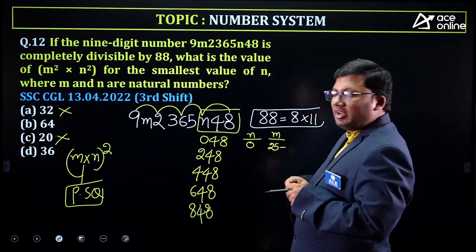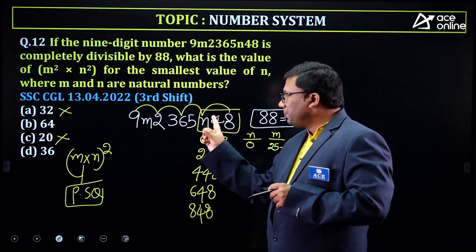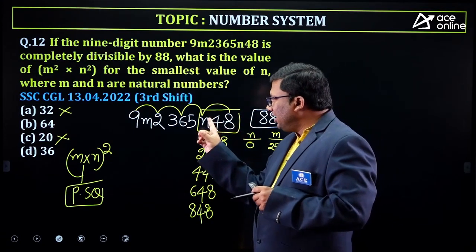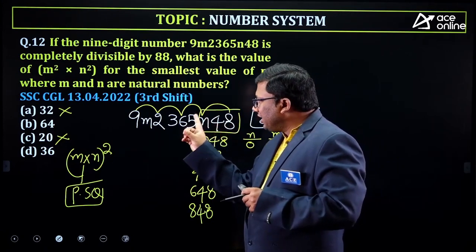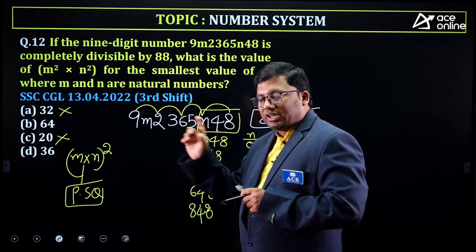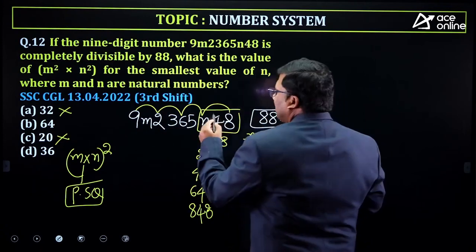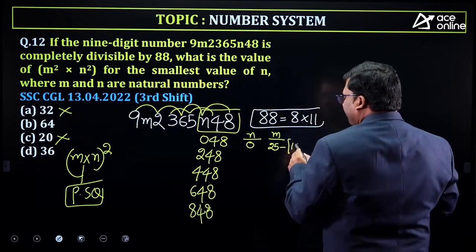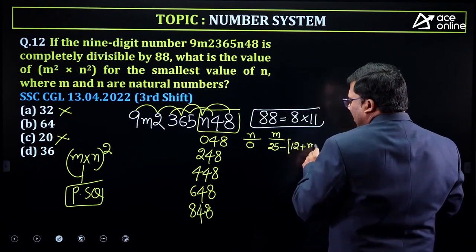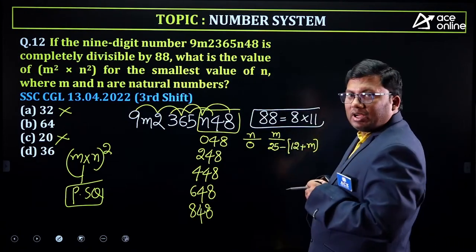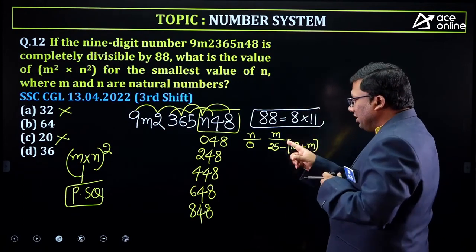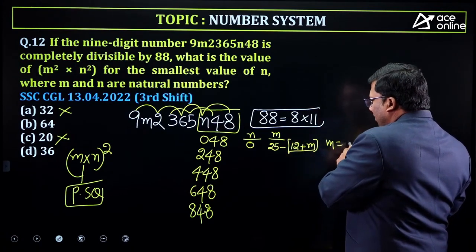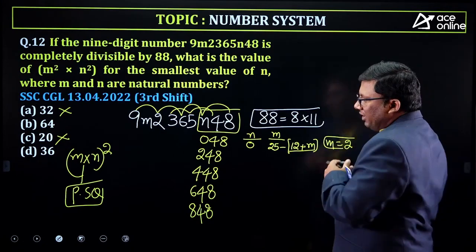Again I am explaining. 8 plus n, with n as 0, 8 plus 0 is 8, 8 plus 6 is 14, 16, 25. Minus the sum of even places, which is 12 plus m. It is 12 plus m; if it is 12 plus 1... 25 minus it, if the difference should be 11, so if it is 14, that means the m value will be 2.